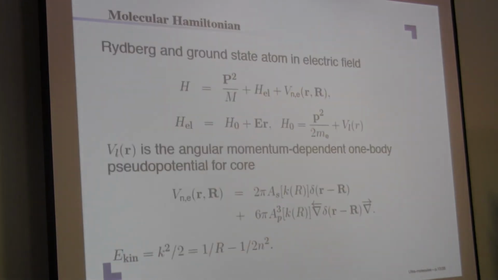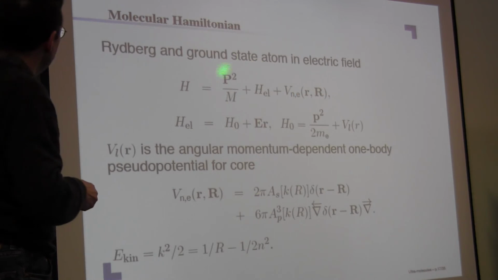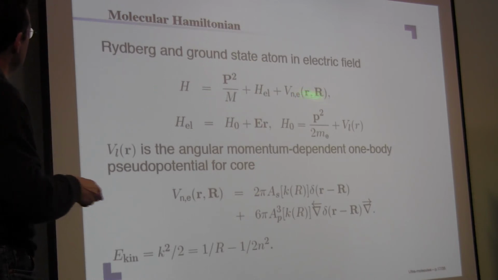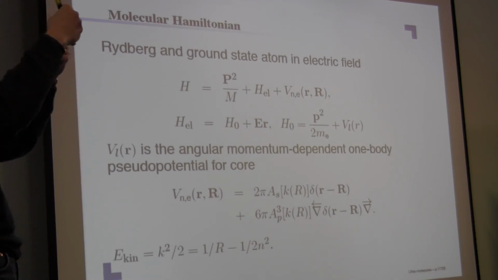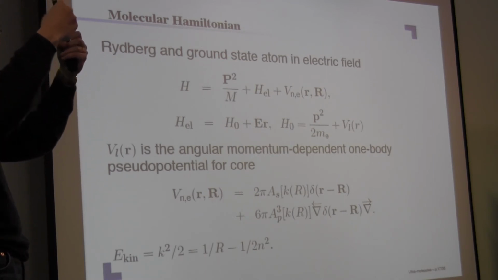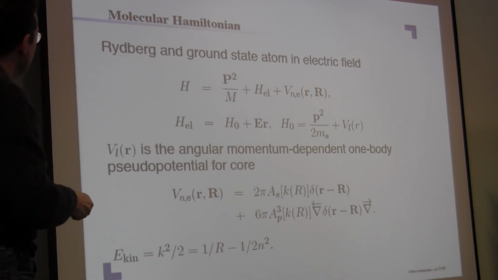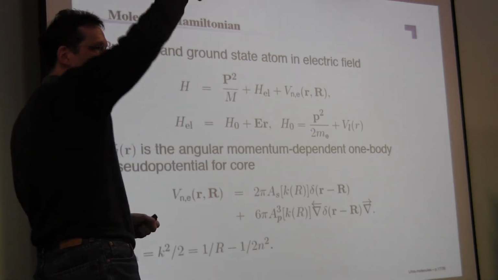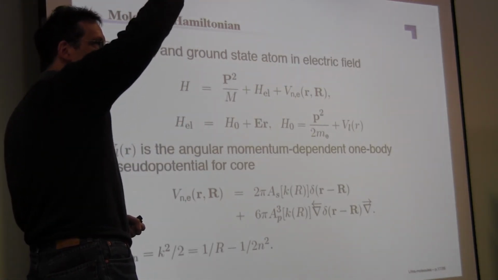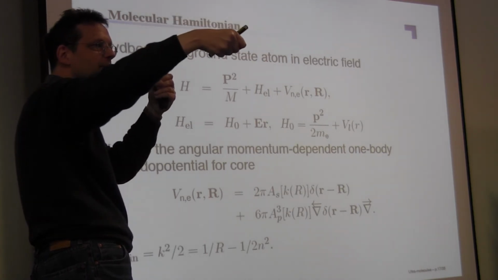So, the static electric field case. What do we have over here? If you talk about the Hamiltonian, we have a kinetic energy, of course, for the relative motion of the ionic core and the neutral perturber. That is the vibration of the system. Then you have the electronic Hamiltonian, which describes the Rydberg electron, which interacts, of course, with the ionic core and which interacts with the perturber.